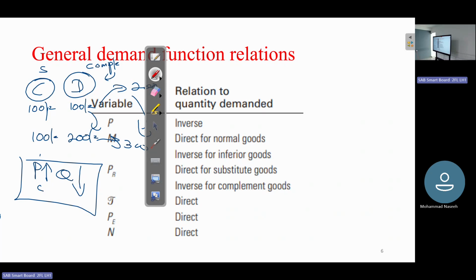Second one, price expectation. When there is a possibility of the price of the selected product increasing, what will happen to the demand? Demand will increase. And when the price is expected to decrease, demand will decrease.